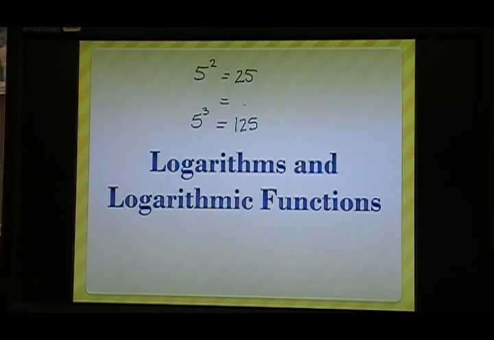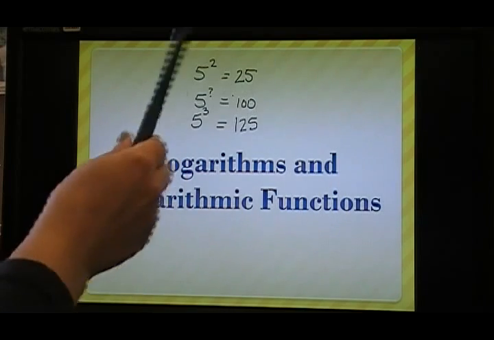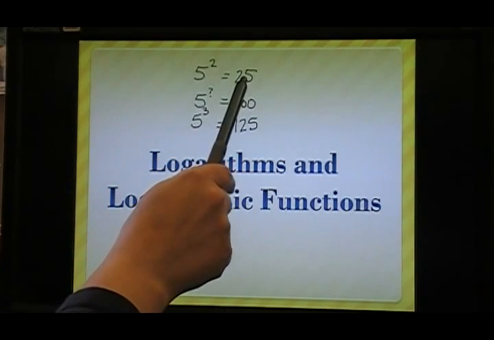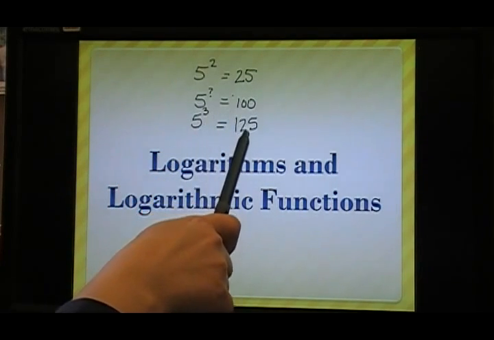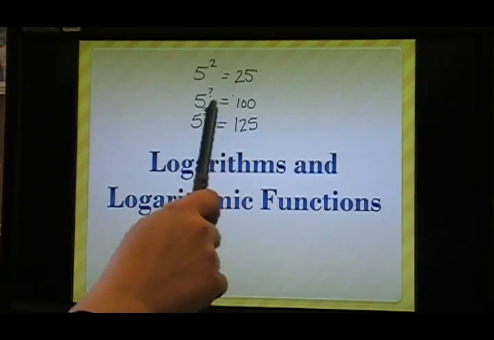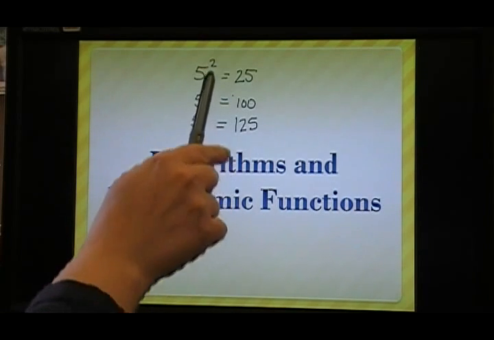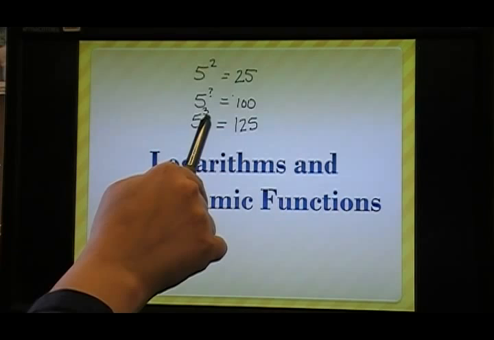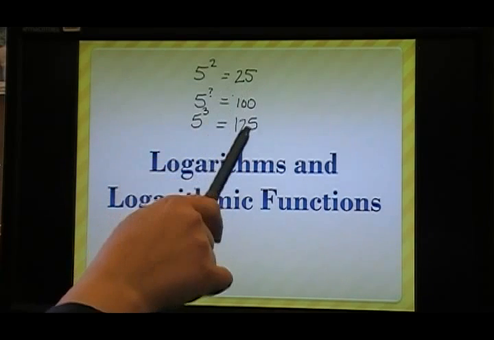But what about if we want to get 100? What would we raise 5 to get 100? Well, since 5 squared is 25 and 5 to the third is 125, this number would have to be between 2 and 3, right? Since 100 is a number between 25 and 125.